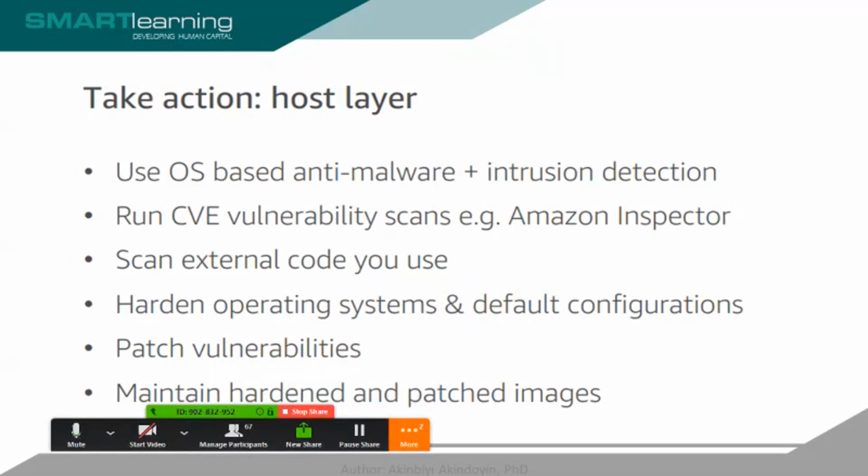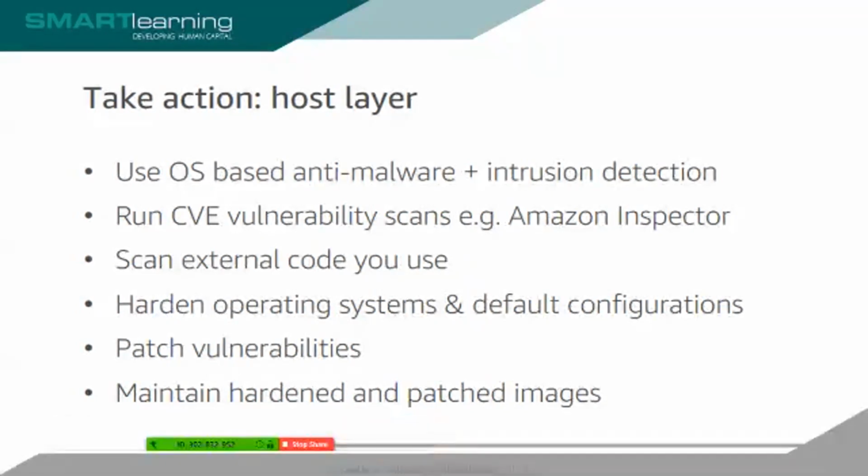So run CVE scans. CVE is common vulnerabilities and exposures. So run CVE vulnerability scan. What does that for you is AWS Inspector. So you can enable that with your environment. Scan external code. So if you're bringing external code into your environment, make sure you scan it before you bring it into your environment, because there could be vulnerabilities within that code that expose your environment. And hackers or attackers can use those as an entry point into your AWS environment. So you must scan any external code you're bringing into the environment.